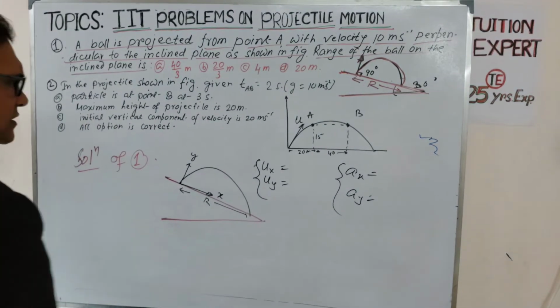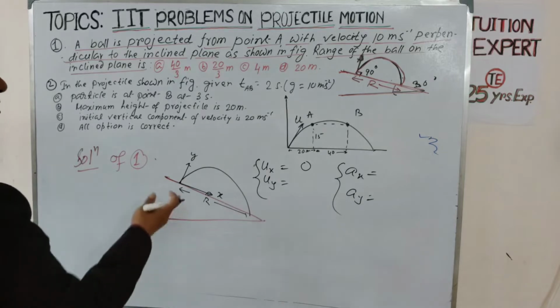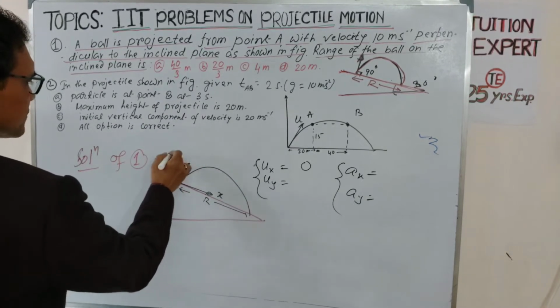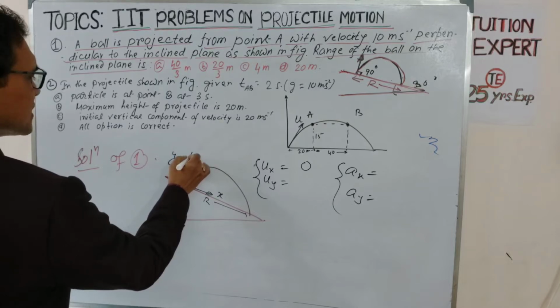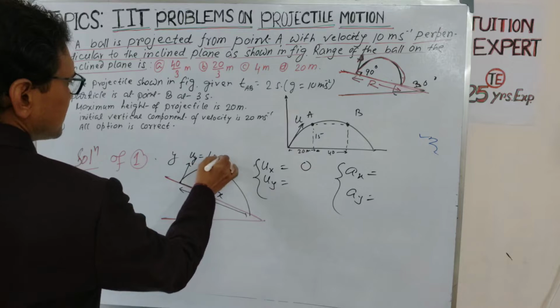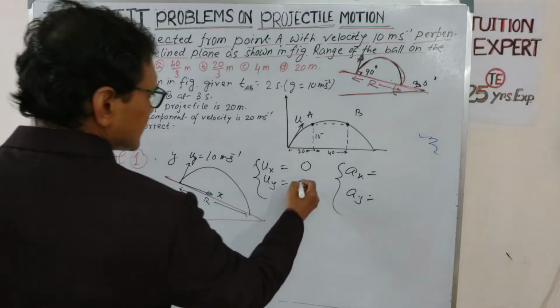So what is ux? ux is completely zero because the body is projected perpendicular from the plane. So perpendicular, this velocity uy is 10 meter per second. So ux is zero, uy is 10.